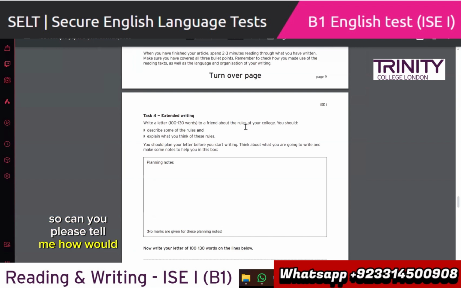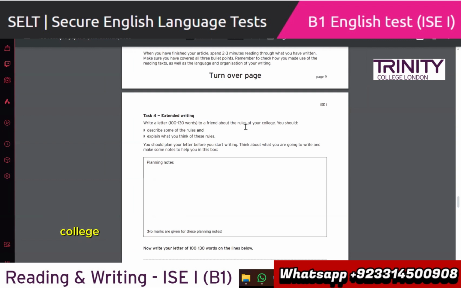So can you please tell me, how would you start this? You would say, firstly, I want to describe some of the rules at my college. Yeah, you can explain. Firstly, I will explain that in my college the rule is that morning time is 7 a.m. to go for first class. Yeah, it's right.